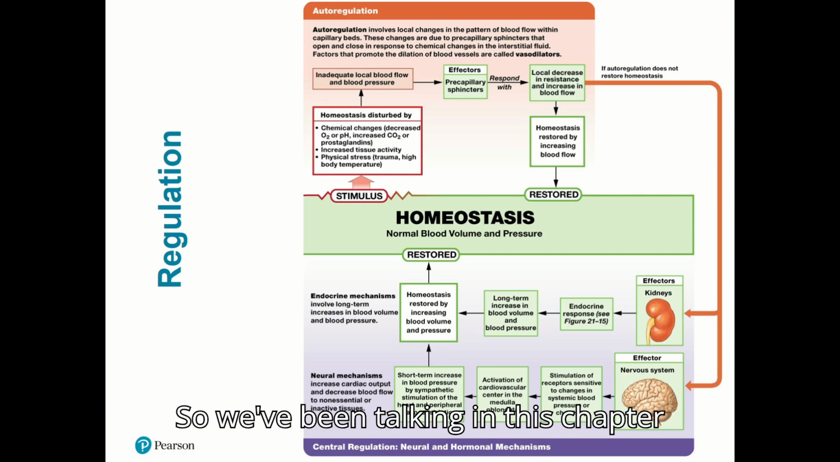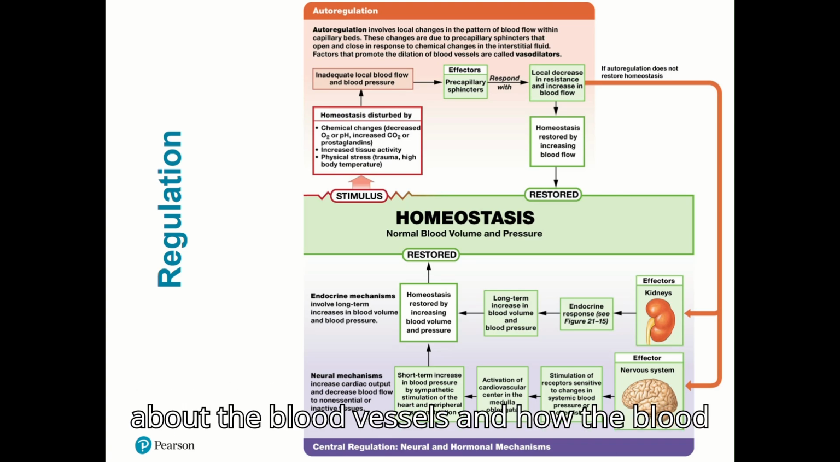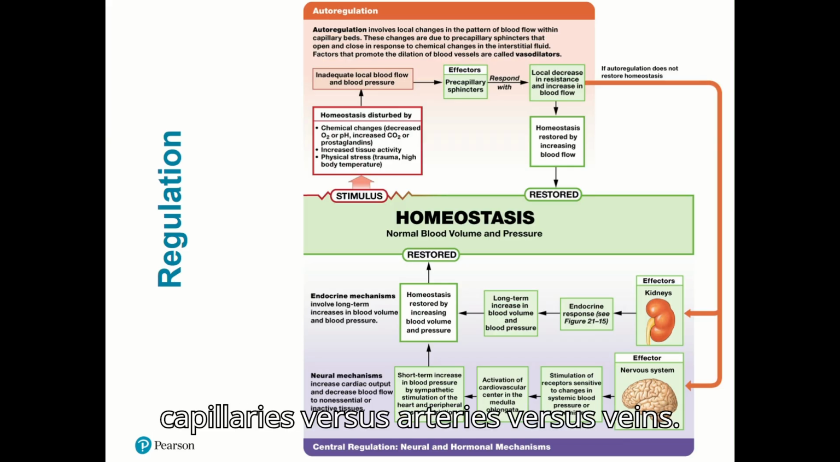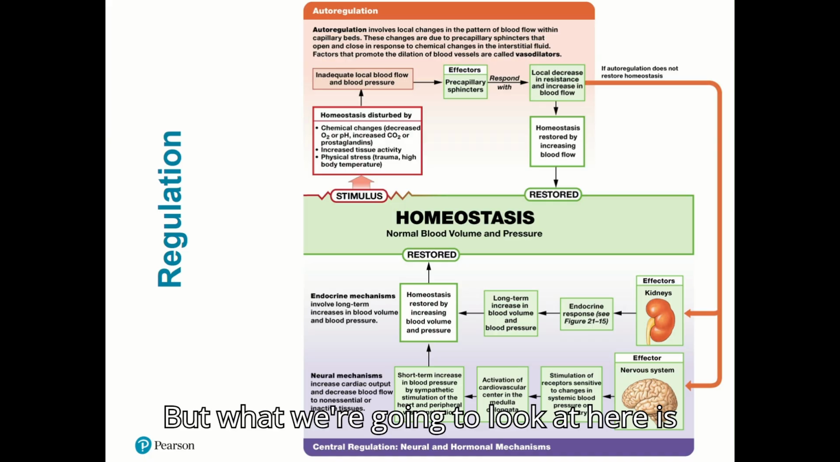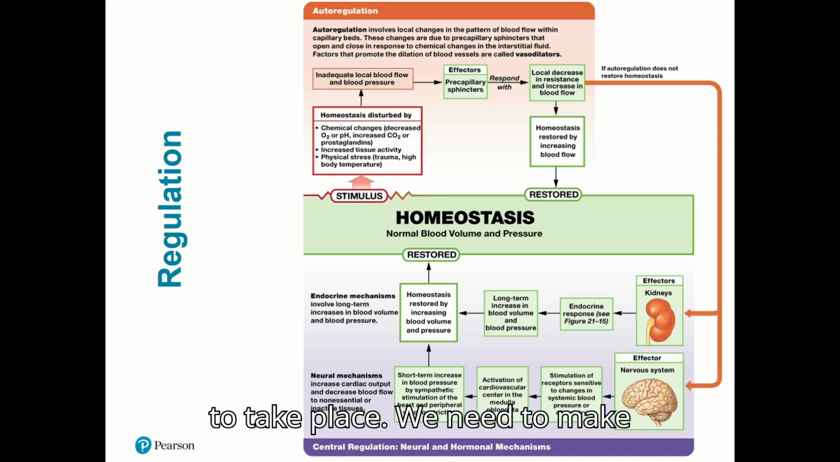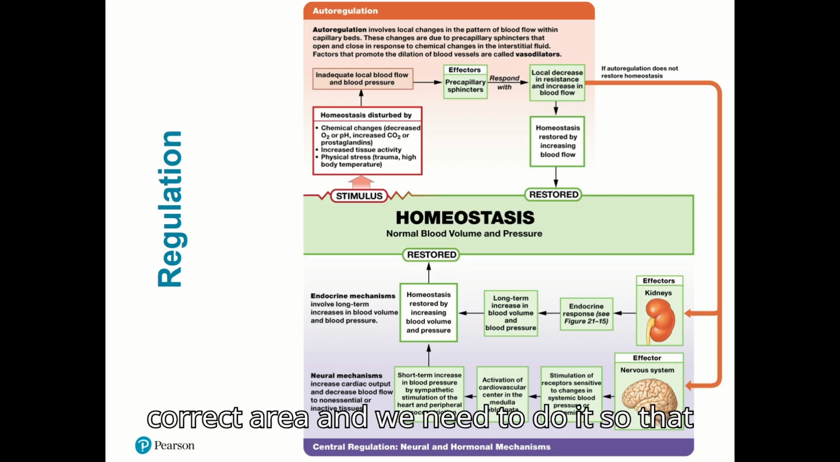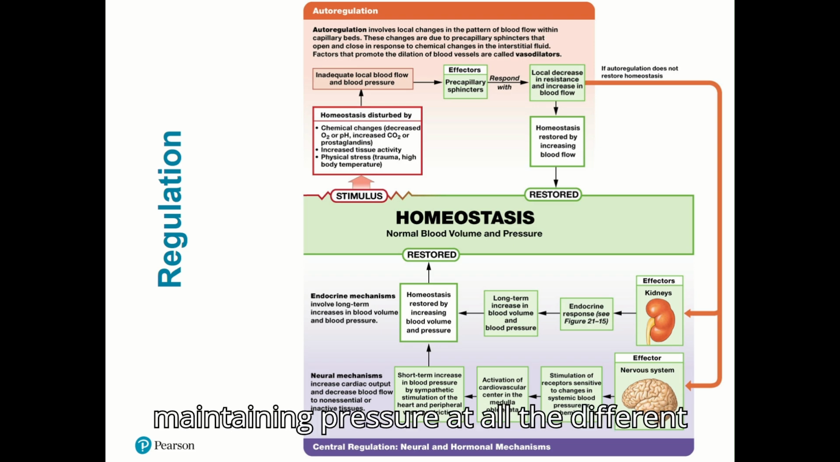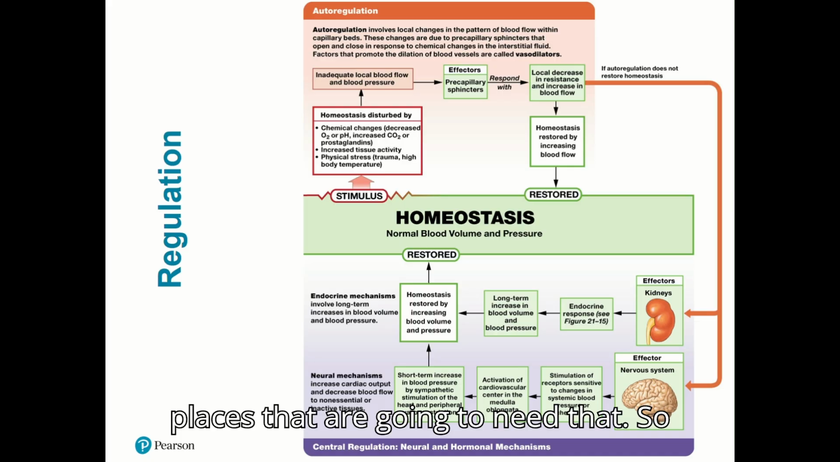So we've been talking in this chapter about the blood vessels and how the blood pressure and the resistance are going to come into play, and how your blood pressure is going to be moving and changing throughout the different parts of the body, whether you're in capillaries versus arteries versus veins. But what we're going to look at here is now how that overall regulation is going to take place. We need to make sure that blood flow changes are going to occur at the appropriate time in the correct area, and we need to do it so that we're not losing blood flow to vital organs. So we need to make sure we're maintaining pressure at all the different places that are going to need that.